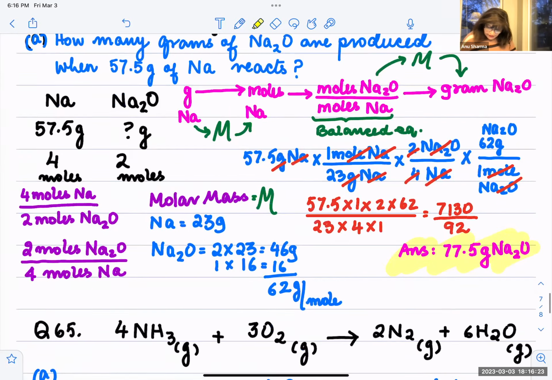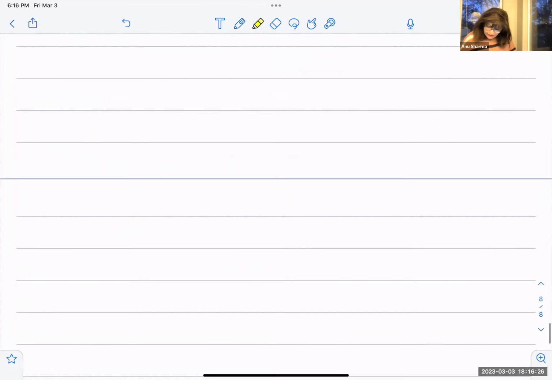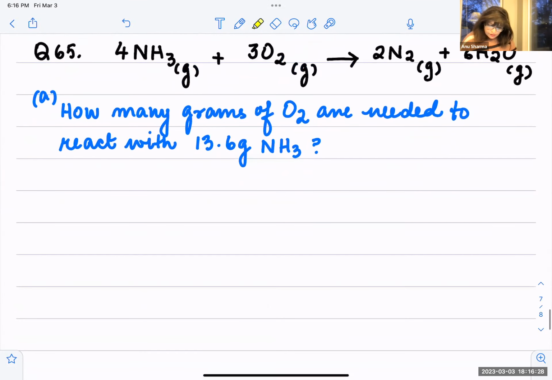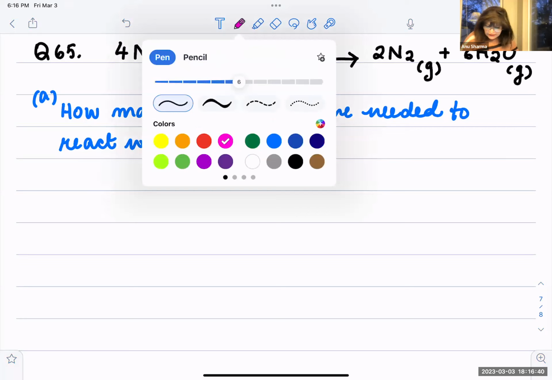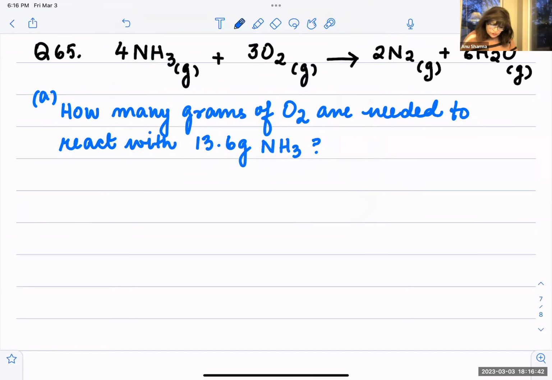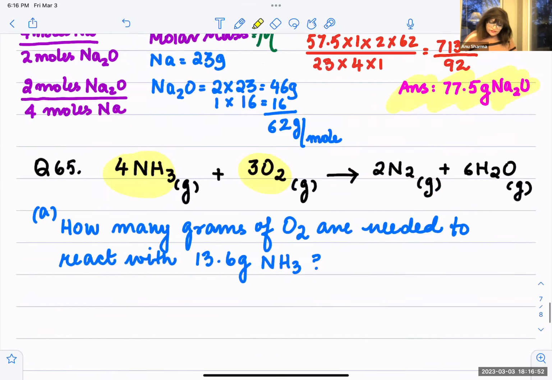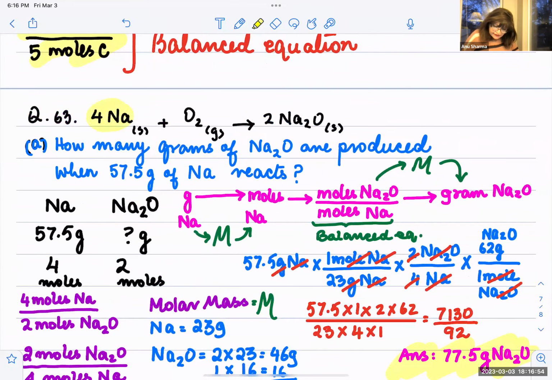Okay, so this is how these problems are done. All right, let's look at the next one, and that's the last one in this video, where you're given ammonia reacting with oxygen, giving you nitrogen and water. So here is the same question: the grams to grams conversion of reactants to products, reactants to reactants. Here you're looking at the relationship of oxygen and ammonia, two reactants. In this case, you are looking at reactant to reactant. The process is still the same.